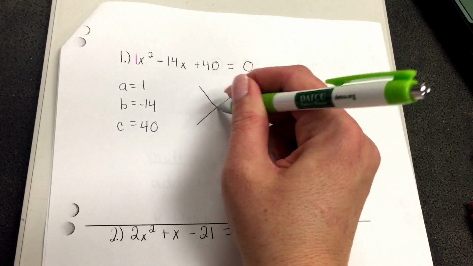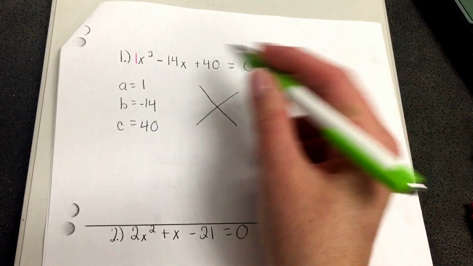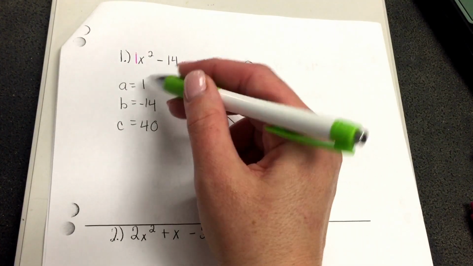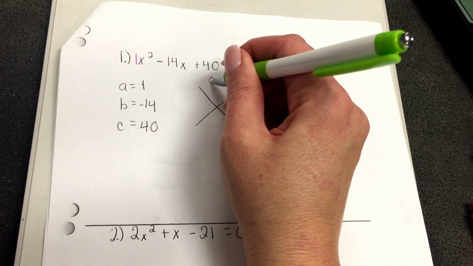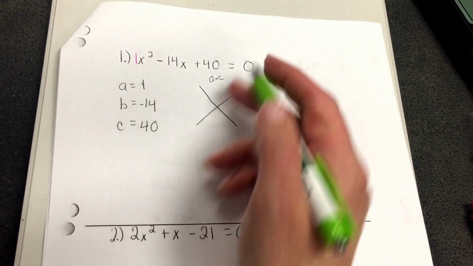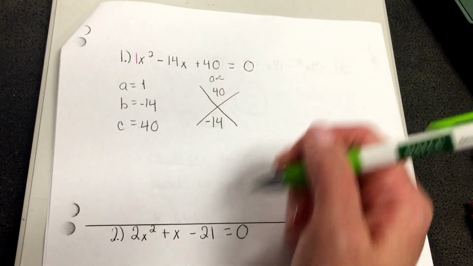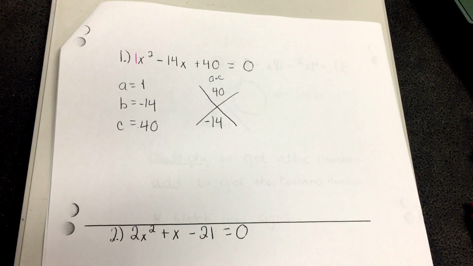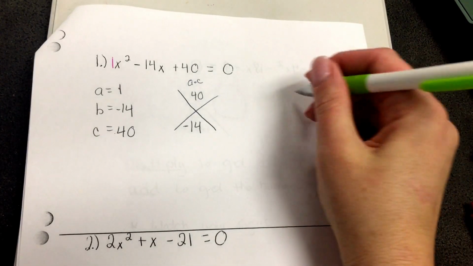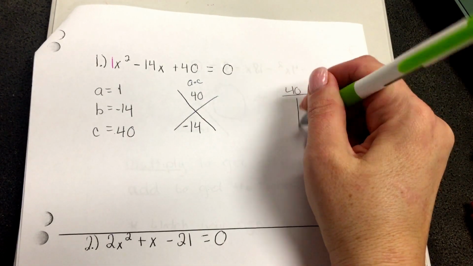Now we're going to create an X factor. Now remember, your attic is multiplied, A times C. So you have your A times your C, which is 40. And our basement number is going to be negative 14. Remember, I told you to watch your signs, so this is where you need to be paying attention. I'm going to come over here and I'm going to create a T-chart.